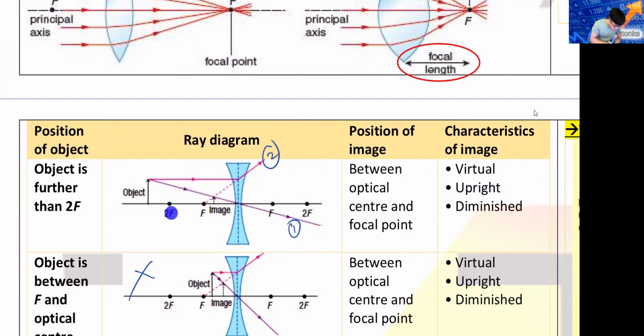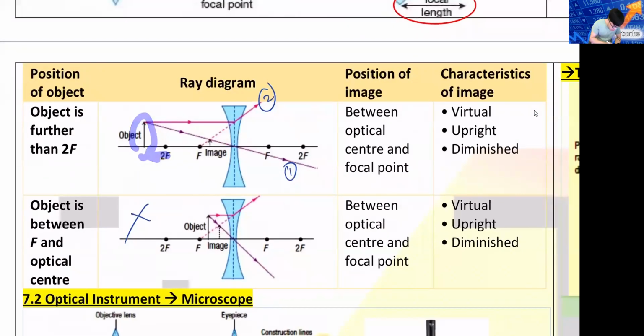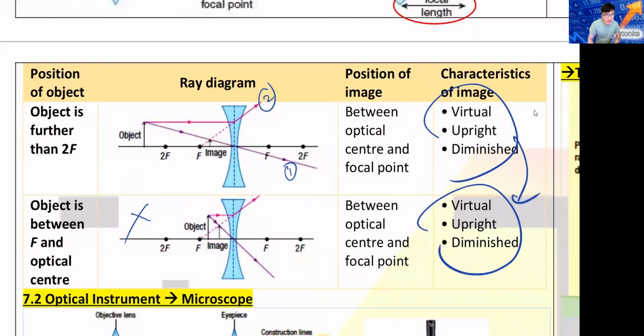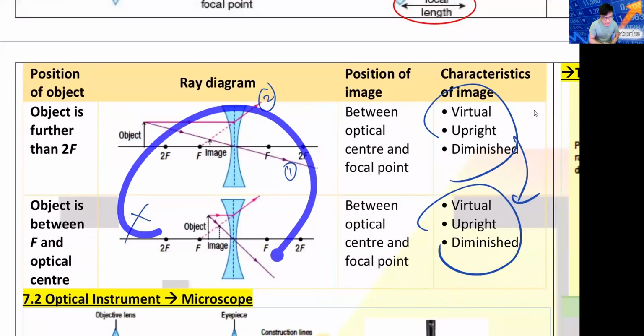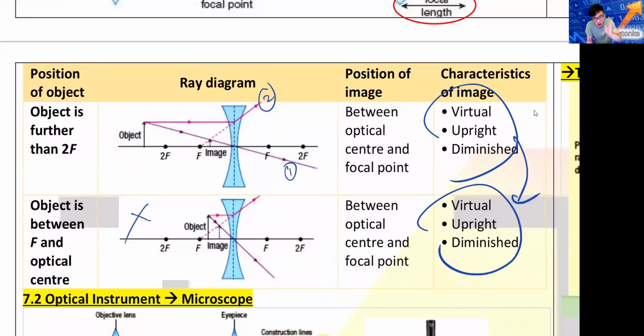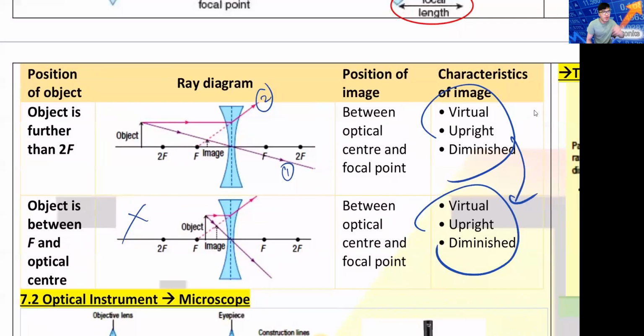Okay, so this is when your object is behind 2F. If you put it right in front of F, it's the same thing. You see, first line, second line, they meet here too. Same thing, virtual, upright, diminish. Can you see these two? They are the same. That's why in concave lens, there's only one diagram. No matter where you put, you get the same characteristics. So it makes it simpler. So you have 5 diagrams on convex, that's the complicated one, and you have 1 diagram on concave, which is the really easy one.